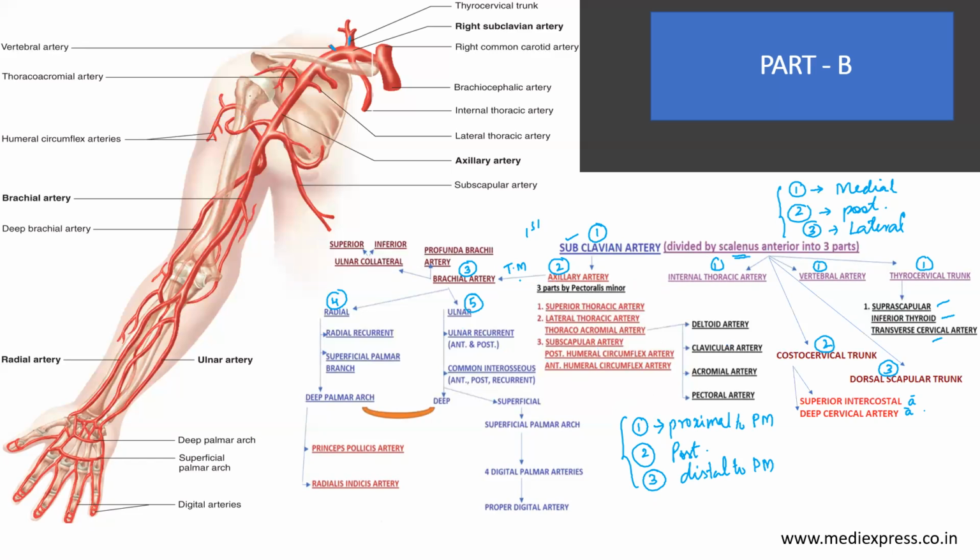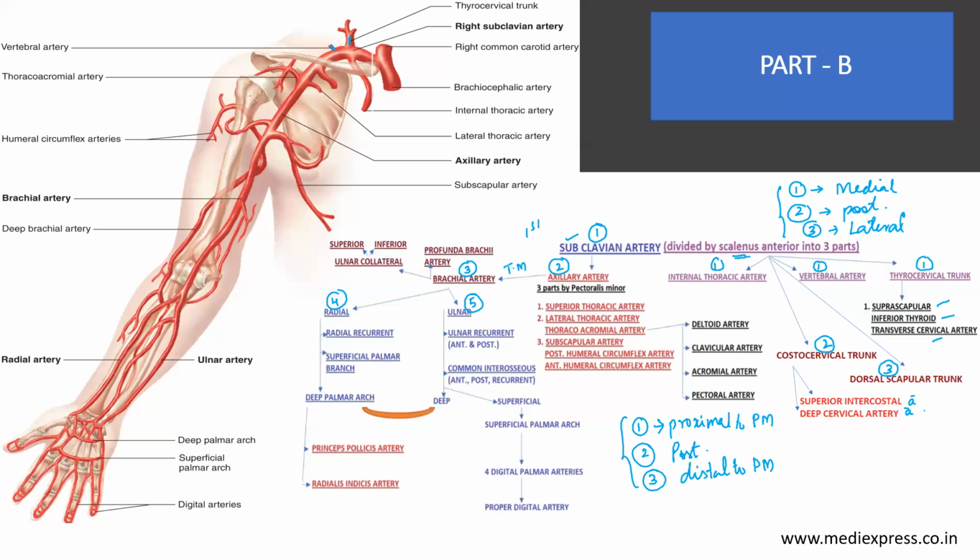As the axillary artery crosses the lower border of the teres major muscle, we name it the brachial artery. Now, remember the brachial artery, that I already mentioned, is a continuation of the axillary artery. The main supply is to the arm.